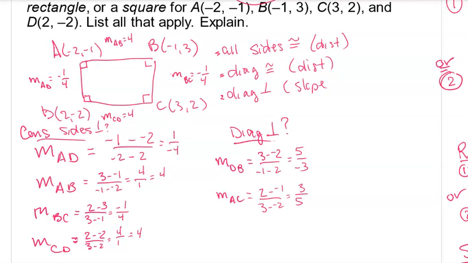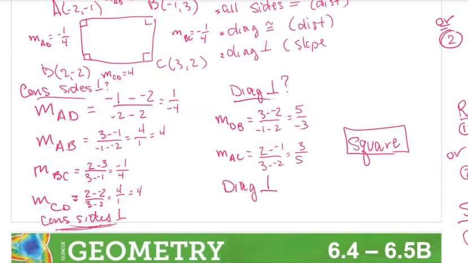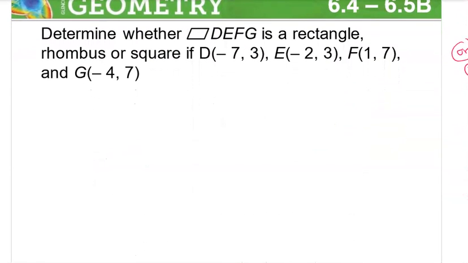Okay, so I figured this out. The slopes are negative reciprocals. So the diagonals are perpendicular. And the consecutive sides are perpendicular. So therefore, this is a square. If the diagonals were not perpendicular, then I would stop at rectangle, because that would have been all that we could prove. Diagonals being perpendicular would have proved rhombus or square. Okay, I want you to try this one and see what you can come up with.